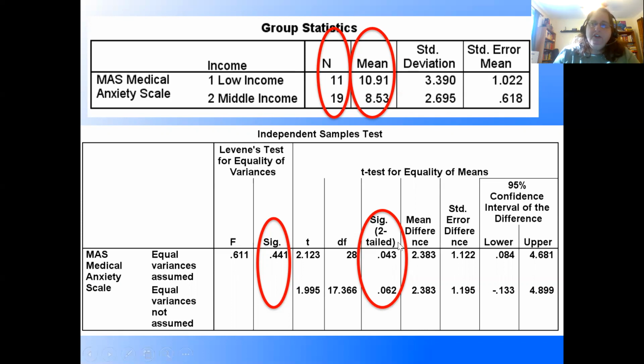Now, what if this was a one-tailed test? And I said that persons who have low income would report higher levels of medical anxiety on the scale than persons of middle income. First, is my direction correct? Yes, low is higher than middle. Good. Next, am I below the value? Well, if this is 0.441, I use the 0.043 and I divide that by 2, and it's 0.022 approximately.